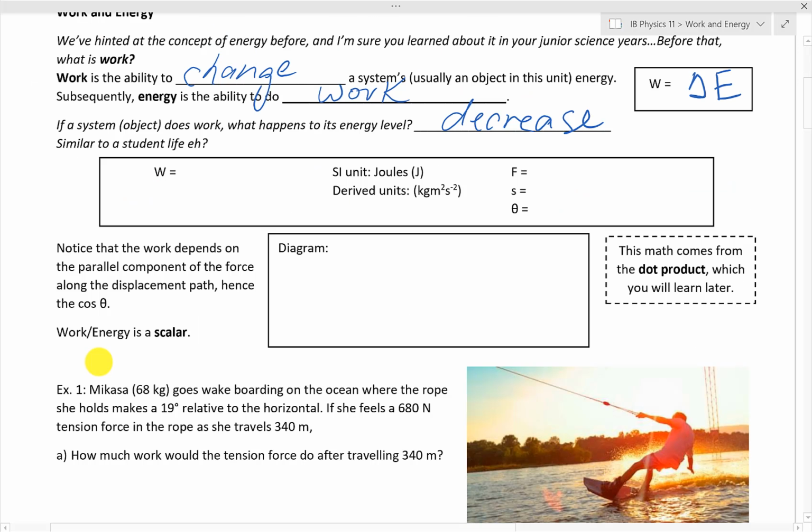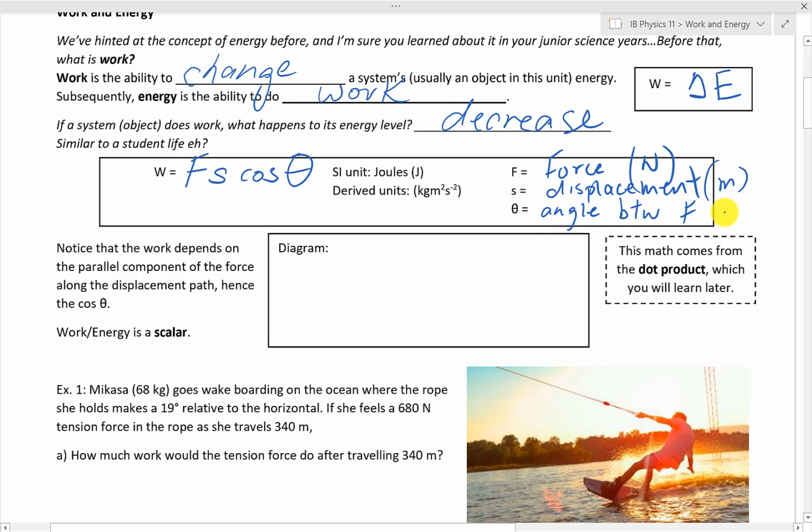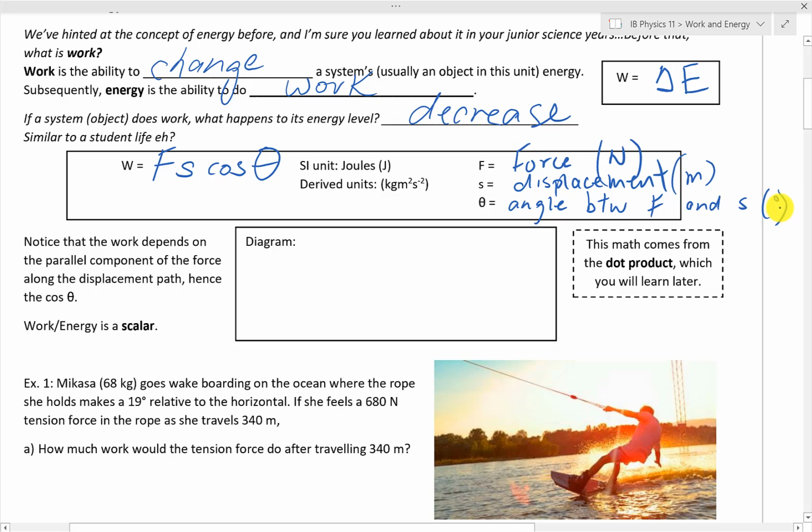So then more specifically, what is work? Work is force times displacement times cosine theta. So let's quickly go over each one of them. You have force measured in newtons, displacement measured in meters. And this angle theta is the angle between the force vector and your displacement vector, measured in degrees.